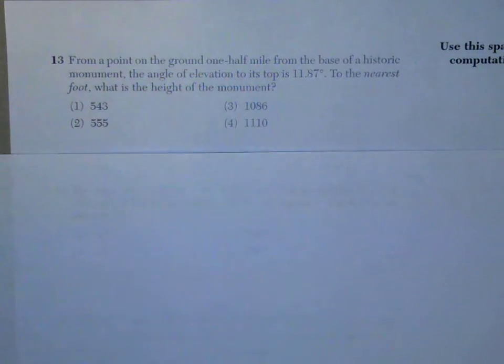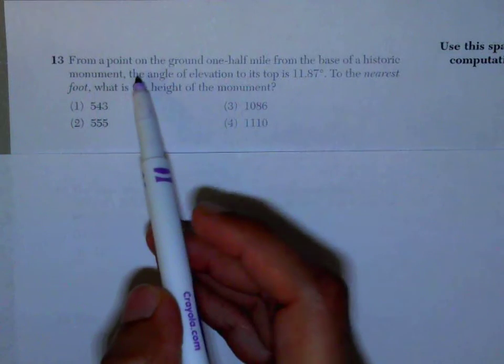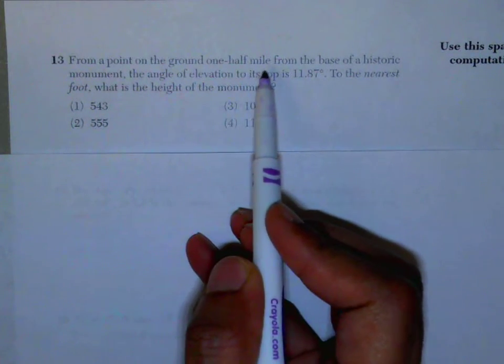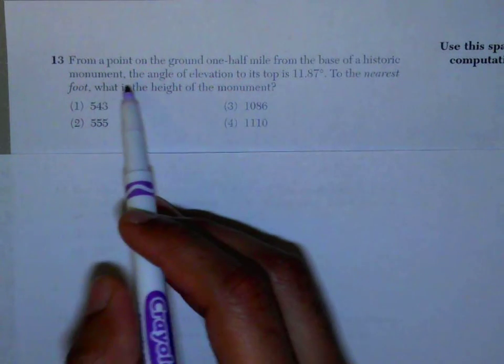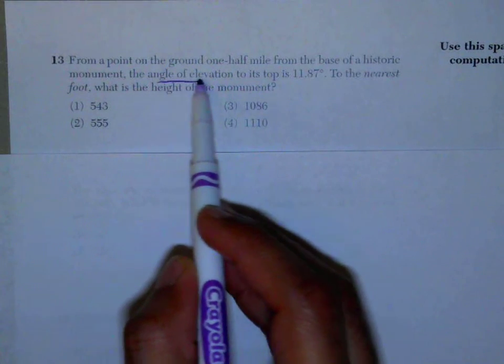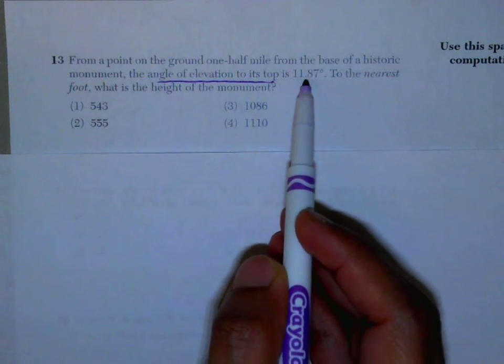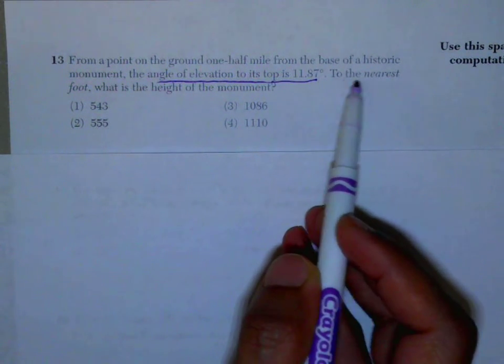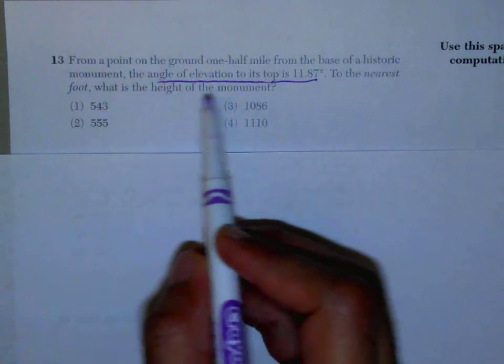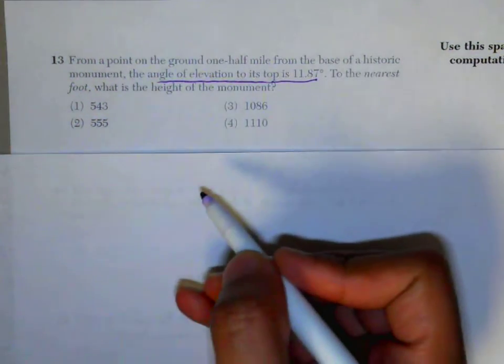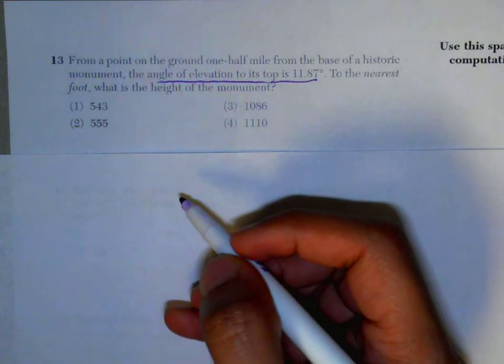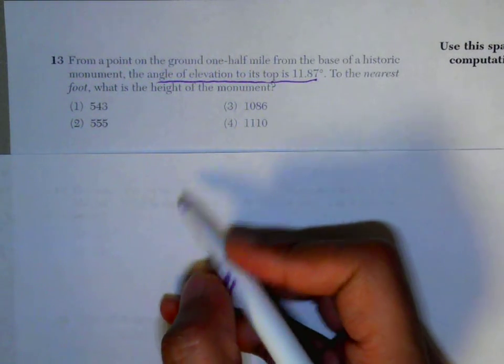All right. From a point on the ground 1/2 mile from the base of a historic monument, the angle of elevation to the top is 11.87 degrees. To the nearest foot, what's the height of the monument? So the first thing we're going to do is draw a diagram to represent the situation.